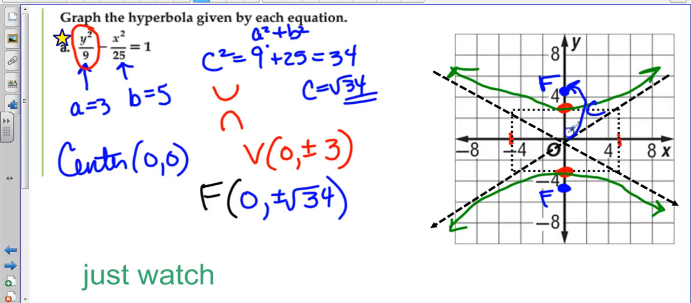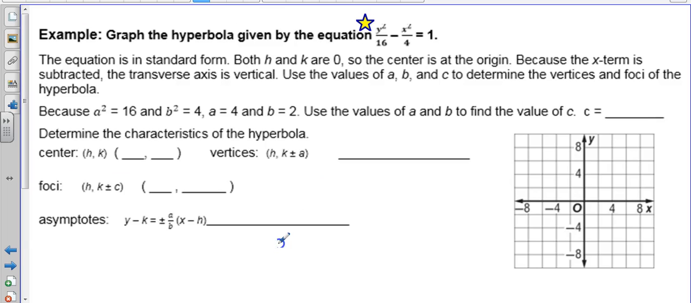Look at the picture. How far up and how far over did I go? Can you tell? Up 3 and over 5. Remember I said it's change in y over change in x? 3 over 5. So it's y equals plus or minus 3/5 x, because it goes through the origin, so there's no h and k. All right, let's try this one together.